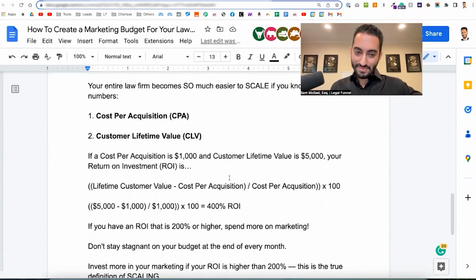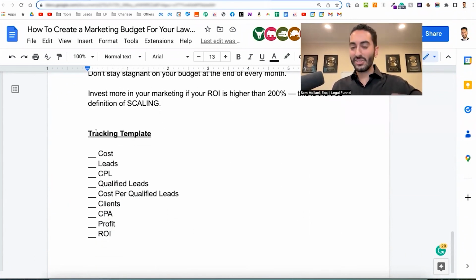So again, there are also tracking templates about what numbers to look at per month. I basically have a Google Sheet for helping you keep track of these on a monthly basis. But this is a little preview of how to think about your law firm on a very systematic, macro level, and be able to take it to the next level.